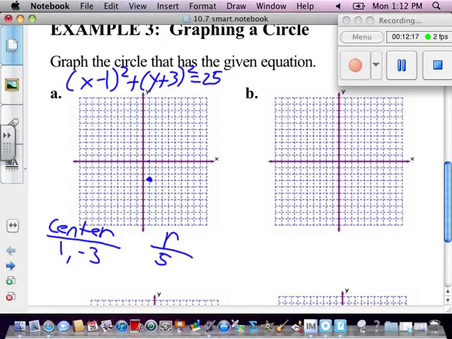Now, we're going to count our radius in 4 directions. Our radius is 5, so we're going to go 1, 2, 3, 4, 5, in each direction.